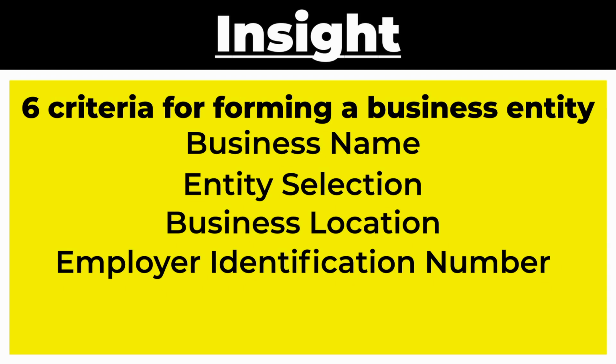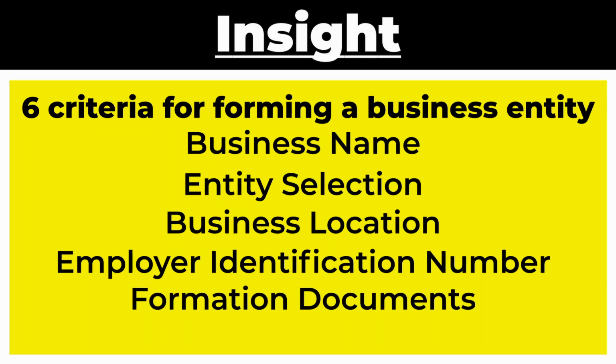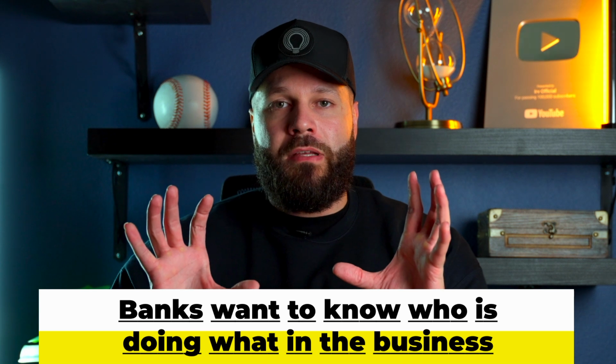Number five is going to be your formation documents. This is going to be your articles of organization and your operating agreement. Now, the articles of organization break down basic information about your business, such as the name, address, and the LLC members, while the operating agreement breaks down how the business will be run and who's doing what. So if there's more than one member, assuming you're not a single member LLC, then maybe your business is going to have split ownership, meaning maybe it's 50-50, maybe it's 51-49. That percentage of who's doing what in the business is what the banks are going to want to know.